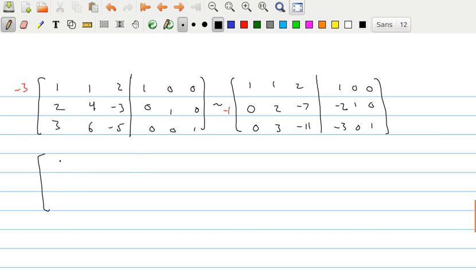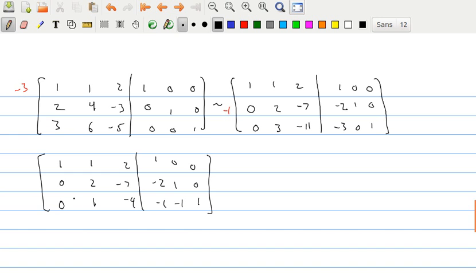So let's go through and do that. We're leaving the top row as is, 1 1 2 1 0 0. We're leaving the second row as is, 0, 2, -7, -2, 1, 0. And now we're adding -1 times the second row to the third row. So 0 plus 0 is 0. -2 plus 3 is 1. 7 plus -11 is -4. 2 plus -3 is -1. -1 plus 0 is -1. And 0 plus 1 is 1.